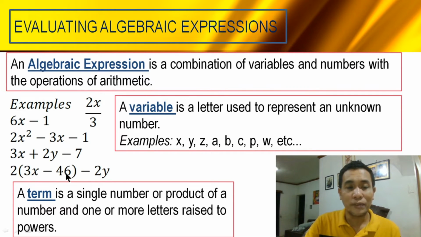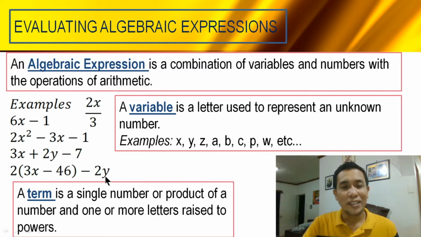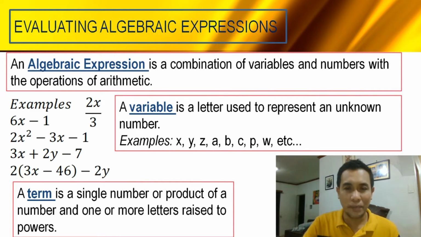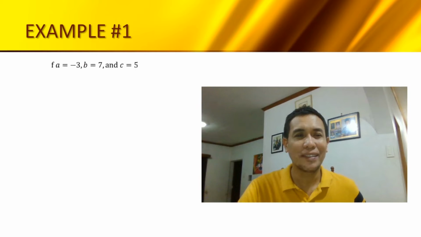2 times negative 46, that's negative 92 minus 2y. So, how many terms do we have? Tatlo man siya gyapon. Alright? So, amo na siya. In short, an algebraic expression has a mix of variables, numbers, and arithmetic operations. Alright? Okay, let's go to example number 1.